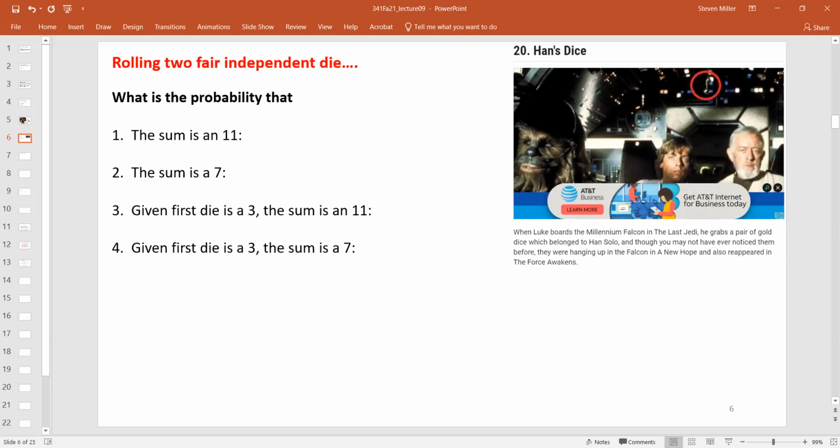What is the probability if I roll 2 fair die that the sum is an 11? Two 36ths? I can get a 6 and a 5 or a 5 and a 6. So we all agree that this is 2/36? This is 2/36 or 1/18. What about the probability that the sum is a 7?